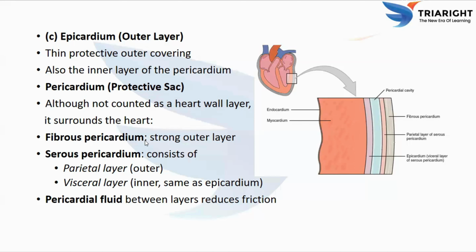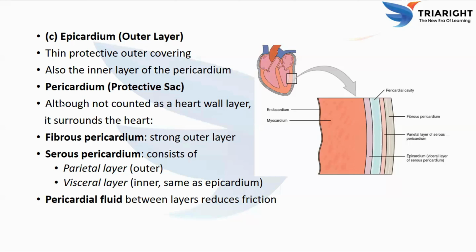So what is the fibrous pericardium? You can clearly see in the picture, it is the outermost thick protective layer. It is a strong, tough, and non-stretchable layer. It anchors the heart to the diaphragm and also the sternum. What does it do? It prevents the heart from overexpanding and protects it from sudden pressure changes. Think of it like a strong outer bag.